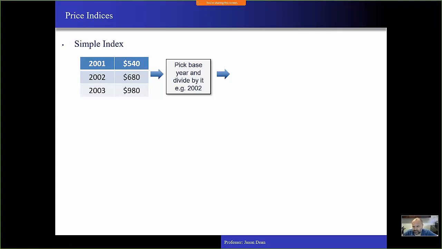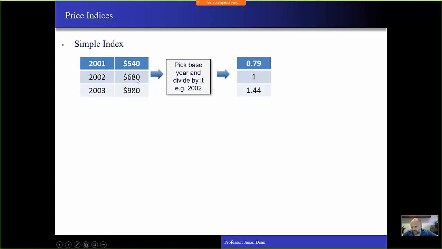In order to create a simple index, we're going to take each of these numbers and divide it by the base year number. If we do that, we'll get 0.79 for 2001. This is obtained by taking 540 divided by 680. So that's where we get the 0.79.